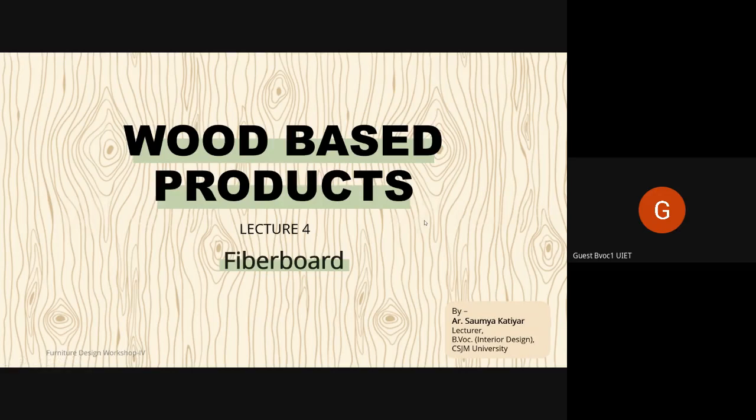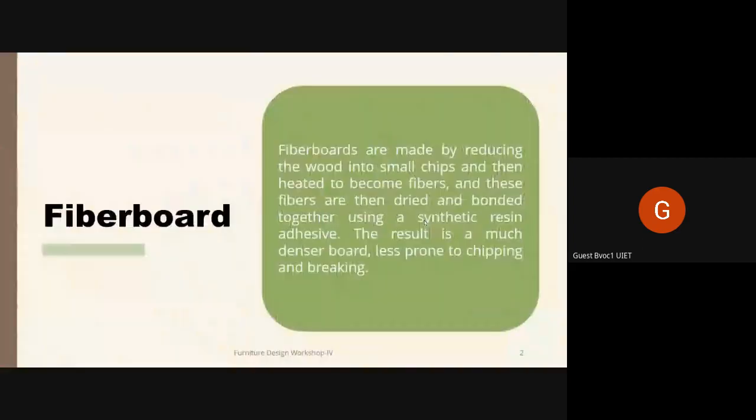Another type of wood-based product is fiber board. And there are three types of fiber boards, and I'm sure you've actually used or at least come across all three of them. Fiber boards are basically small wood chips or wood fibers that are compressed and heated into these boards, and then they are dried and bonded together using a synthetic resin adhesive.